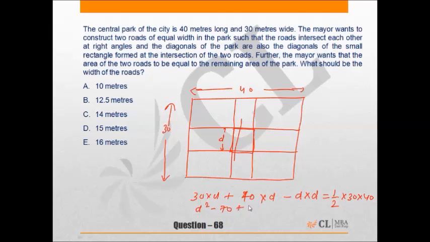minus 70d plus 600 equals 0, and on factorization we get (d minus 60) into (d minus 10) equals 0. From here we get d as either 10 or 60, but 60 is not possible as the length as well as breadth of the park is less than 60, so the value of d will be 10 meters. Hence the breadth or width of these two roads is 10 meter, which is option A.